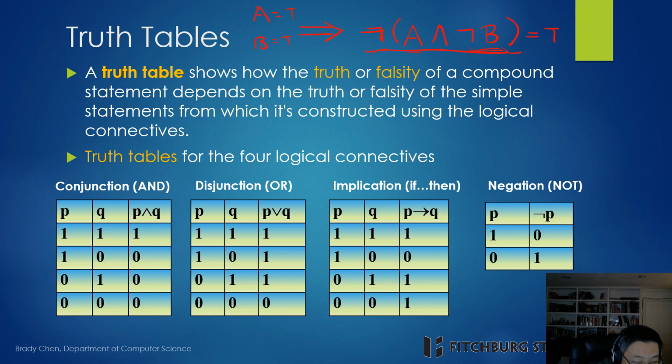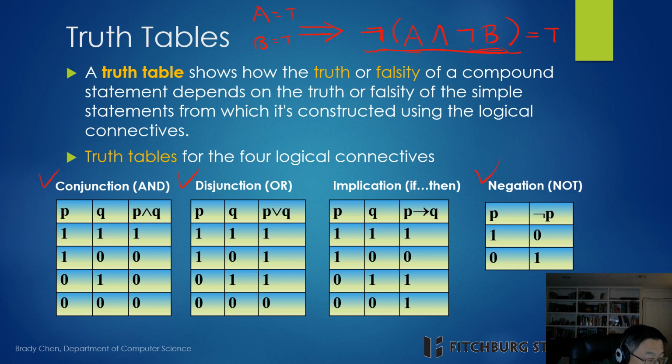But how can we use the math symbolic form to get the same result? Then we need something called a truth table for each of the operations. So we need the truth table for conjunction, the truth table for disjunction, the truth table for implication, and the negation. I think the truth tables for conjunction, disjunction, and negation are pretty straightforward. Let's take a look at the conjunction.